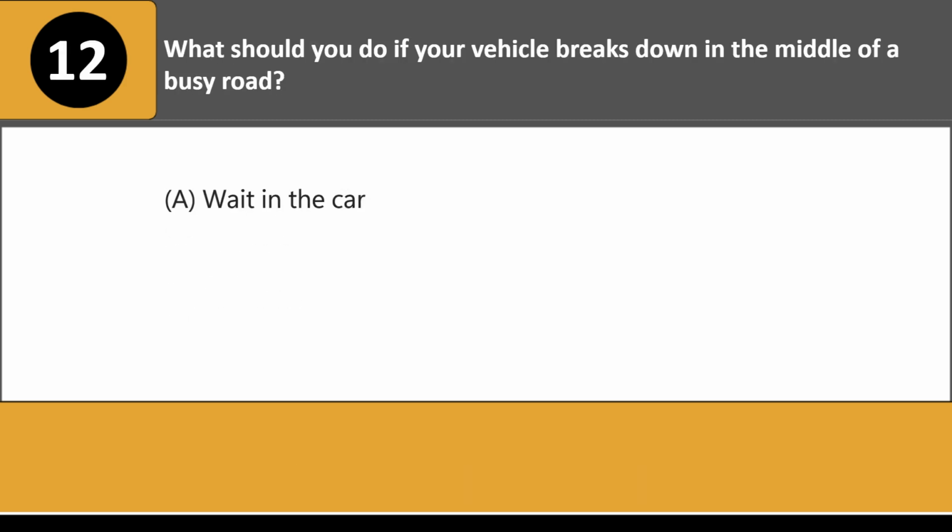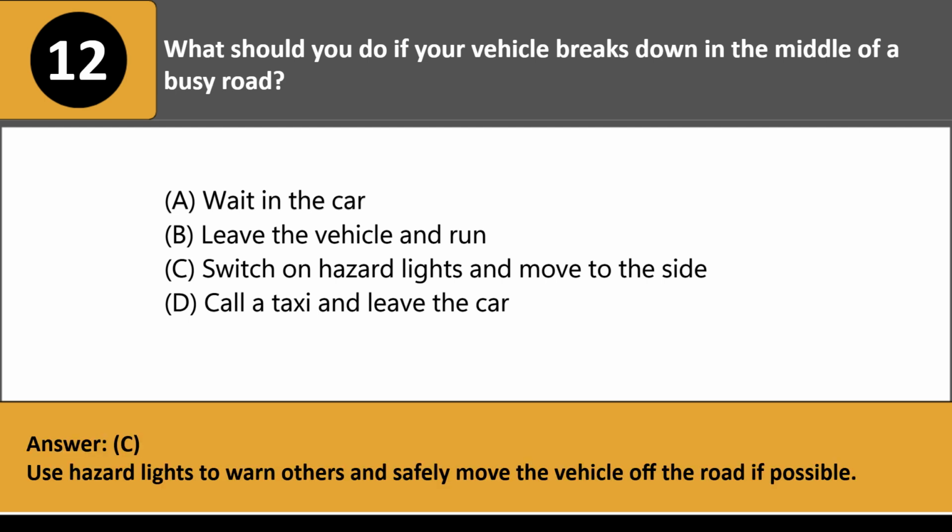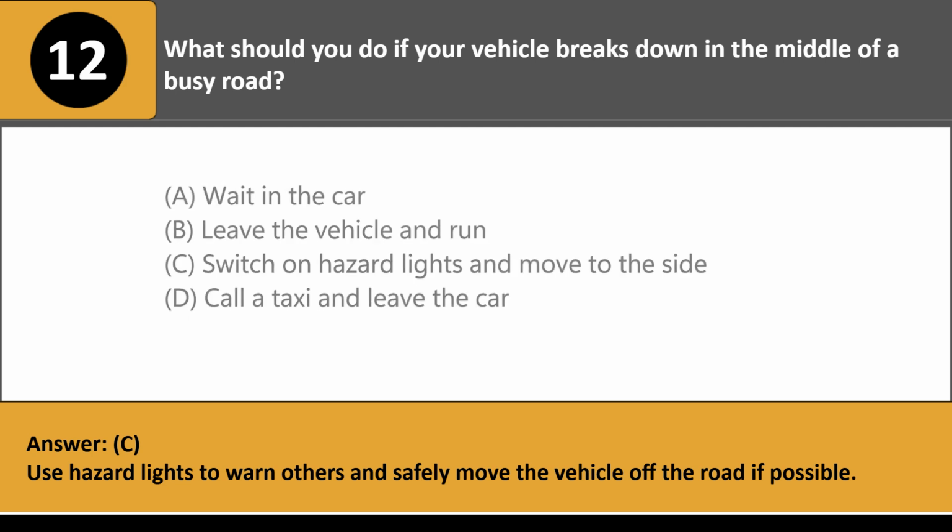What should you do if your vehicle breaks down in the middle of a busy road? A. Wait in the car. B. Leave the vehicle and run. C. Switch on hazard lights and move to the side. D. Call a taxi and leave the car. Answer C. Use hazard lights to warn others and safely move the vehicle off the road if possible.